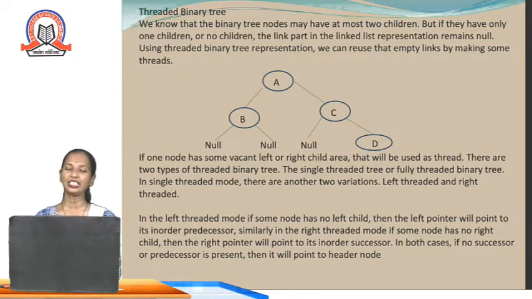Similarly, in the right threaded mode, if some node has no right child, then the right pointer will point to its in-order successor. So successor means the immediate next node in the in-order traversal. In both the cases, if no successor or predecessor is present, then it will point to the header node. So if the child is a leaf node, then there will not be any successor.